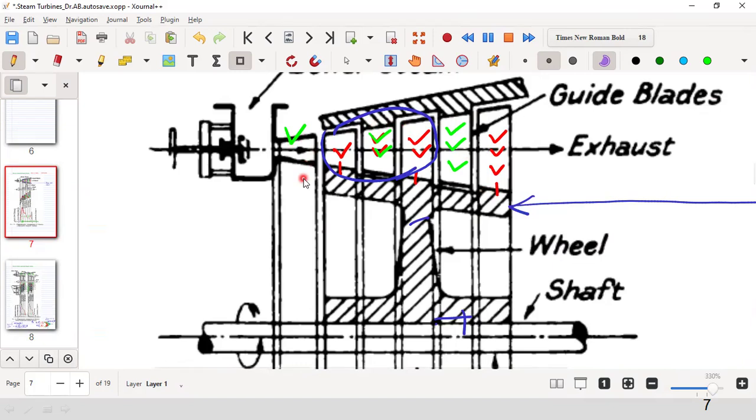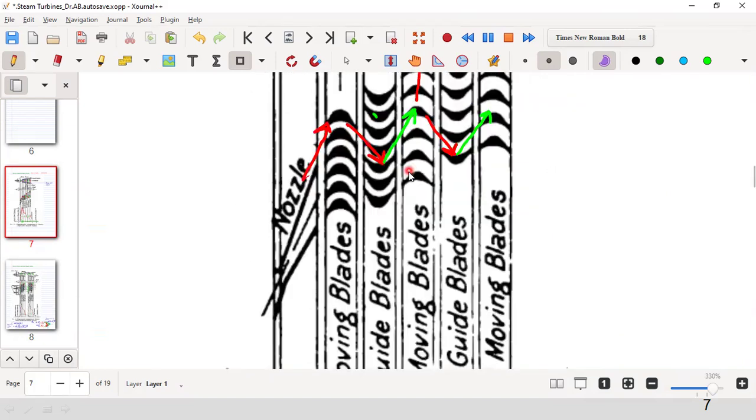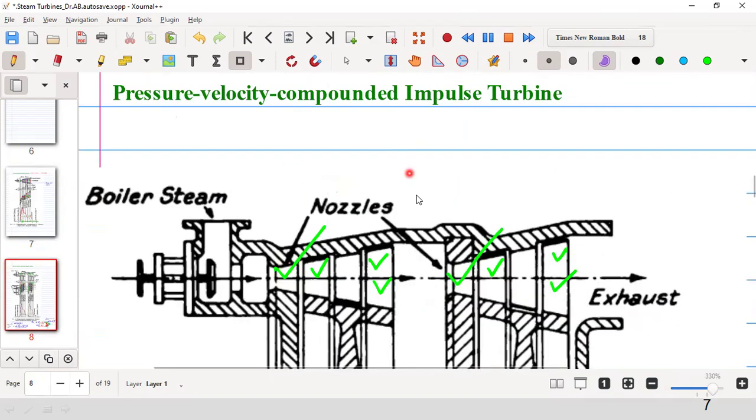As you know, in case of a velocity compounded turbine, only one nozzle is there. After that, only the fixed blades and moving blades are there. And in case of a pressure compounded turbine, each and every stage has one nozzle. There will be expansion. So that should be clearly understood. Okay, now I am going to the problem.